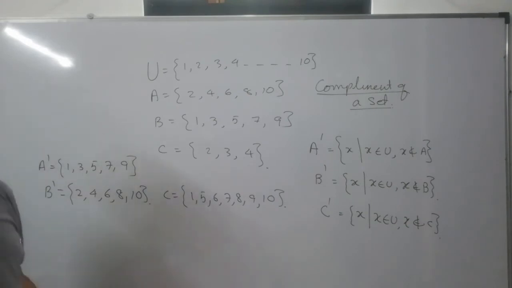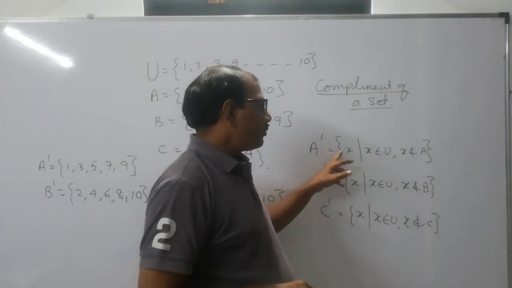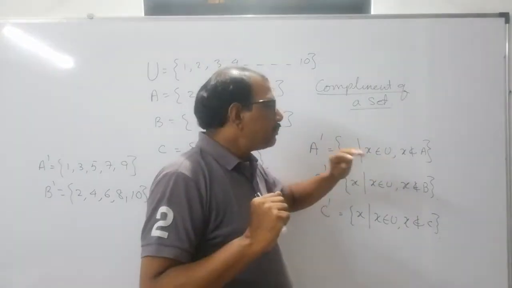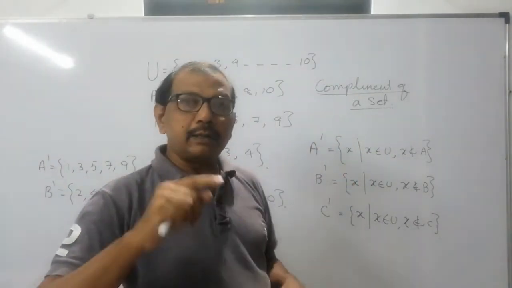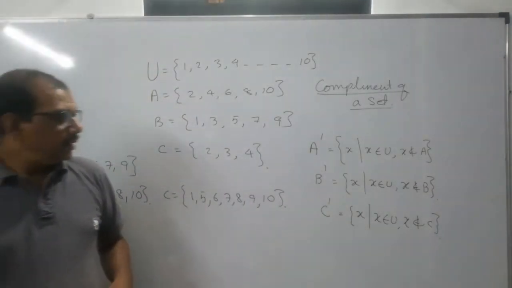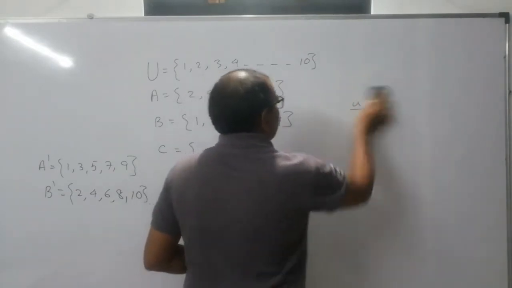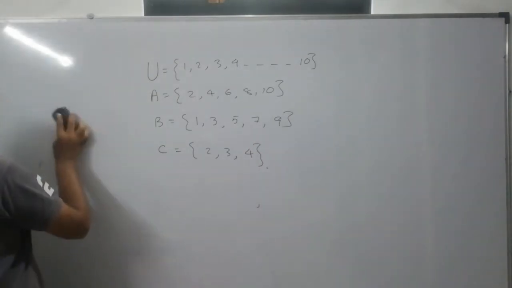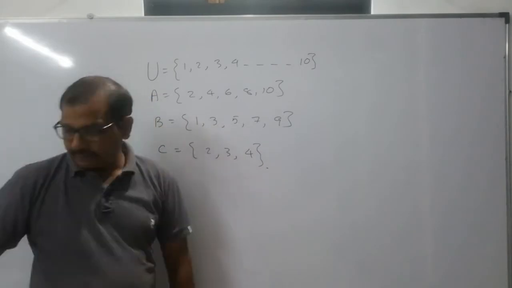What is a complement of a set? Complement of a set is defined as set of all x such that x belongs to universal set, but x does not belong to that particular set जिसका हम complement find कर रहे हैं. Right? This is complement of a set. The next operation is, say, union of two sets.